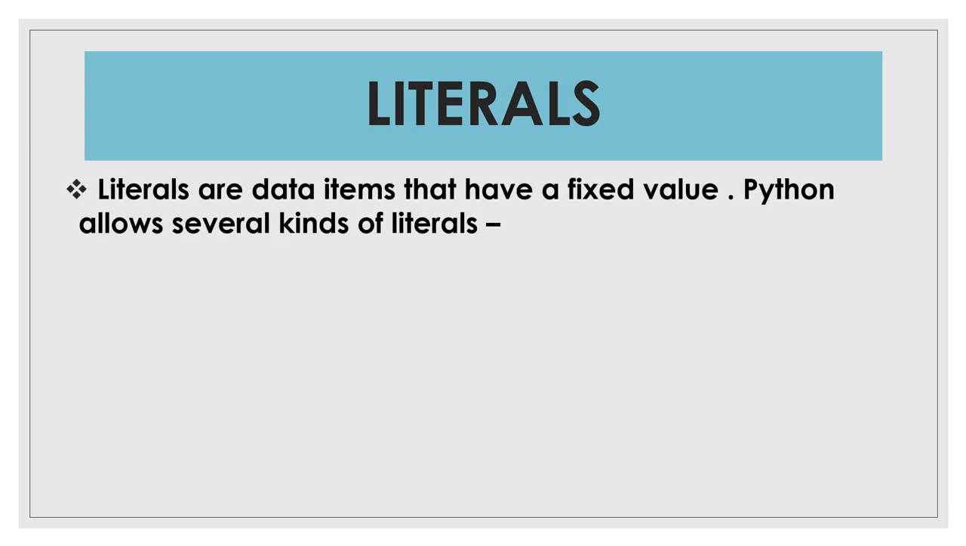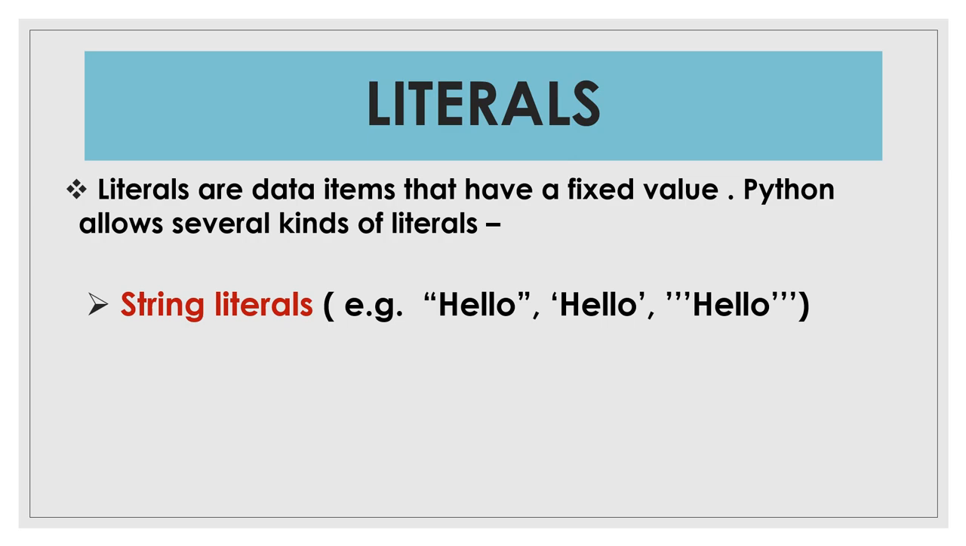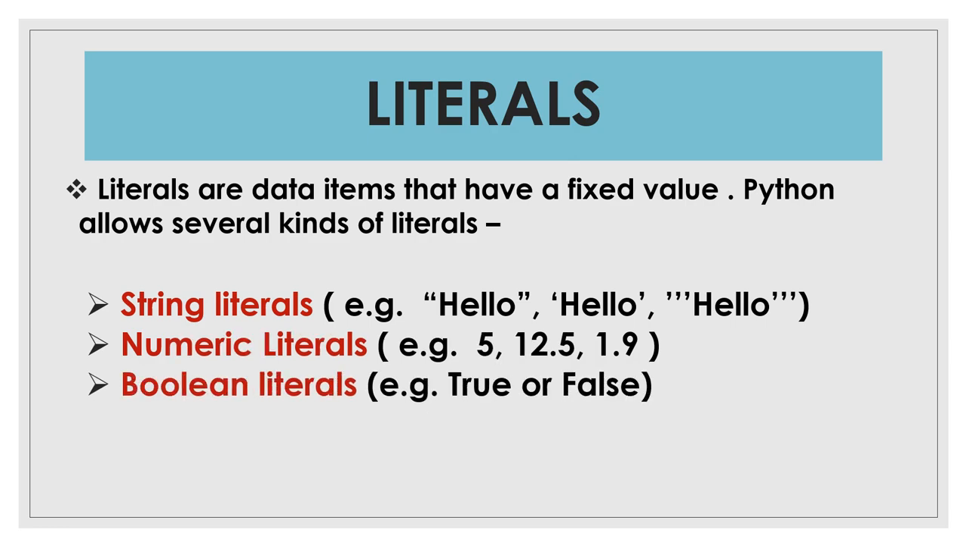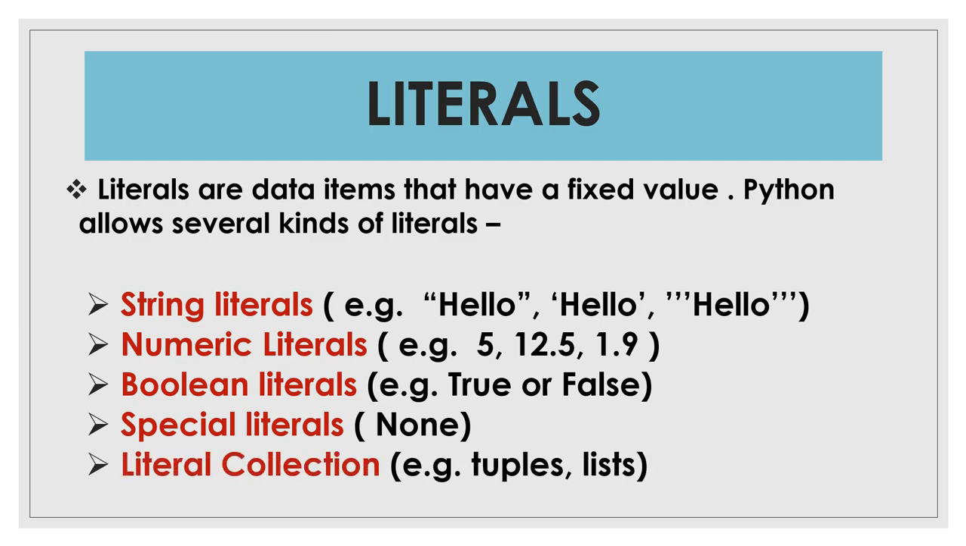Literals. Literals are data items that have a fixed value. Python allows several kinds of literals. String literals: any characters enclosed in single quotes, double quotes, or triple quotes are considered string literals in Python. Numeric literals, Boolean literals, special literals, literal collections. We will study all these literals in a further video.